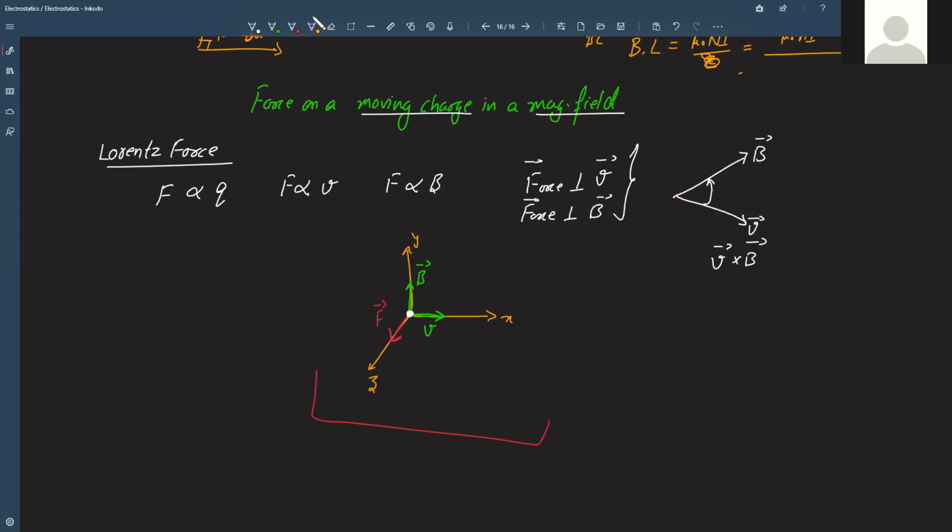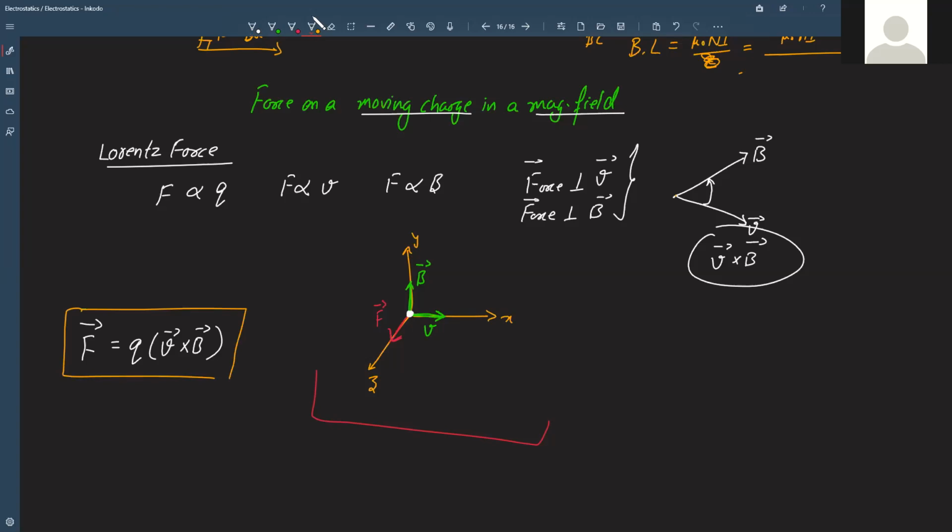And we have already seen that this is V cross B. So if I have to now write this Lorentz force formula once again, I'll write F is equals to Q into V cross B, right? So remember QVB, that is Q into V cross B. Q is scalar, so that doesn't matter. That will only give you the extent or the intensity, and the direction will be given by only V cross B. So this is that important formula.